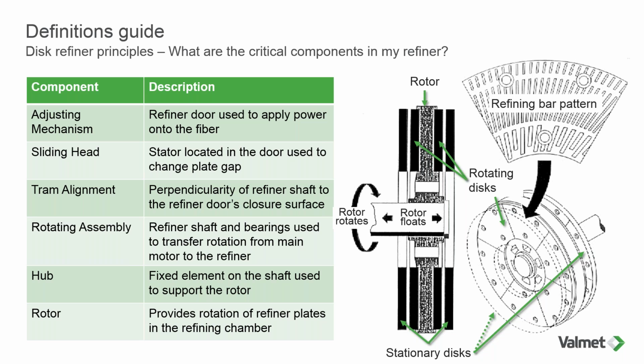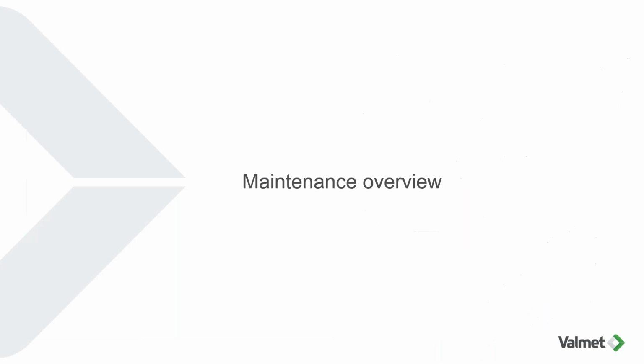And we have the rotating assembly, and this is the piece of equipment that's transferring the rotation from the main motor onto the refiner. The hub, this is a stationary piece on the shaft that holds the rotor and the rotating plates on the rotor. And then the rotor, or the actual movement inside the refiner that cause that pumping action and bar edge crossings to cross on top of each other. Those are the key components that we're going to be discussing. I figured I'd start with a bit of an explanation on them.